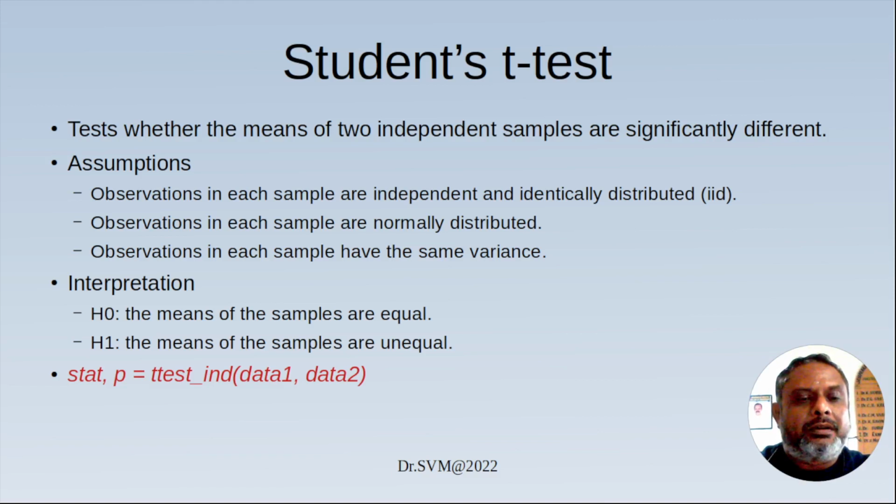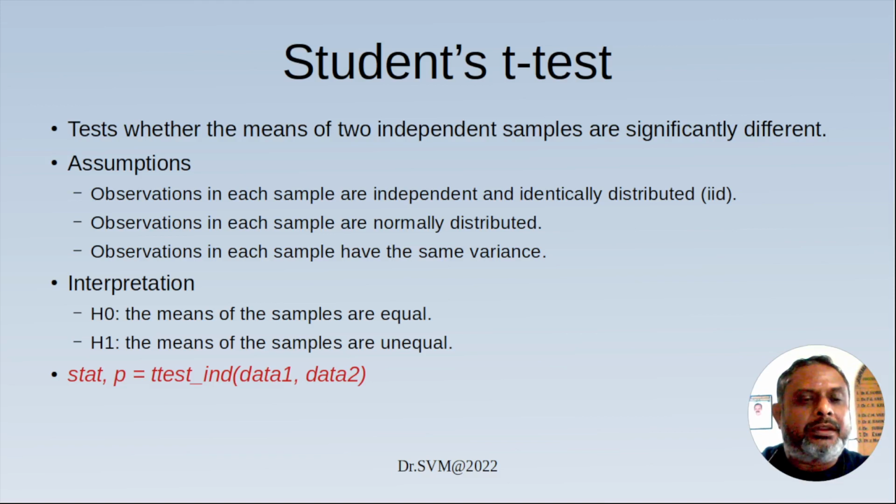So the Python function available for students t-test is ttest_ind, for independent. That means we are talking about two independent samples. IND stands for independent, data1 and data2. So when this function is run, it returns two values. One, the statistic about the test performed, and a p-value. This p-value is important for our hypothesis.